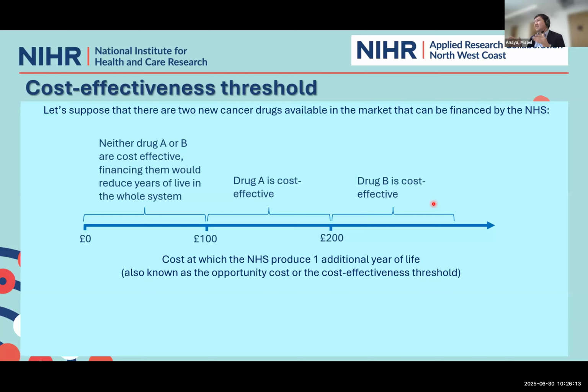Okay, so if drugs cost more than this for producing one additional year of life, which will be measured in QALYs, then this drug will not be cost effective because it will be higher than the threshold. So that is the main message of this part. Let me know if it is clear.